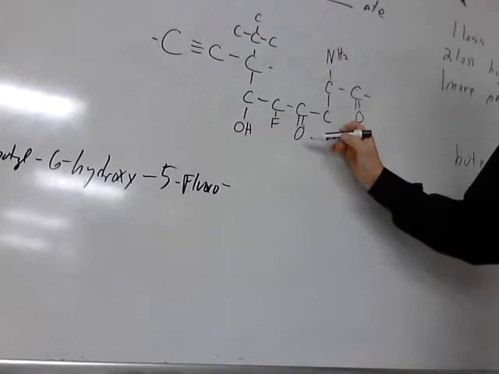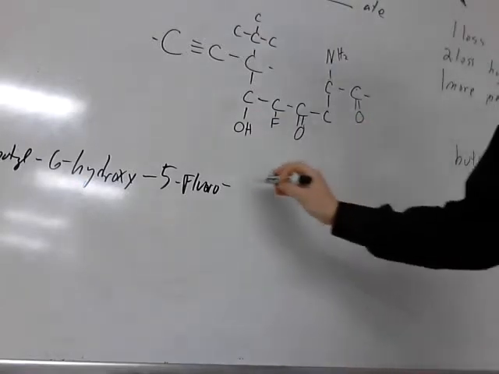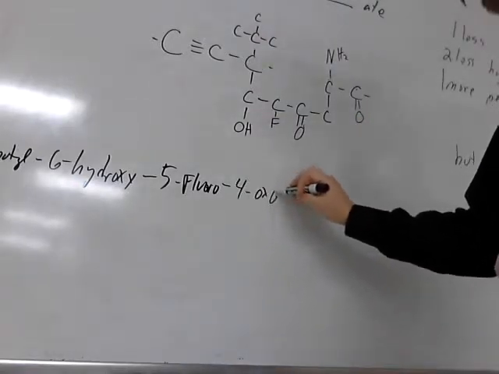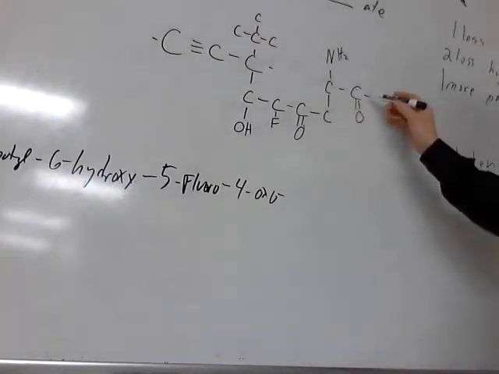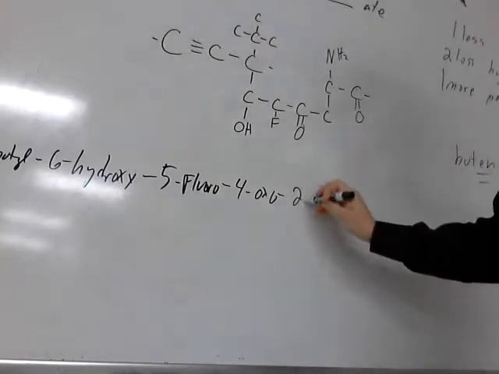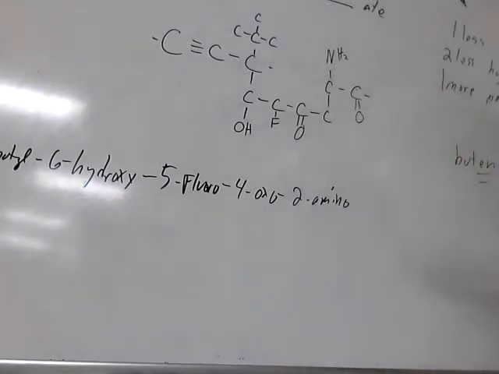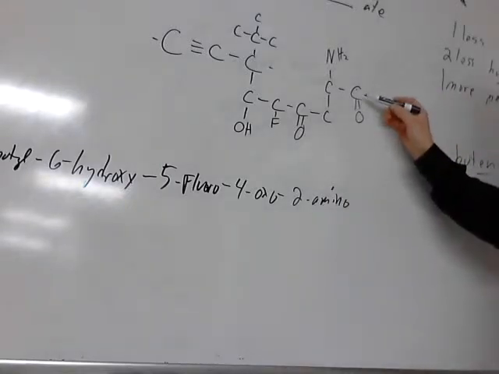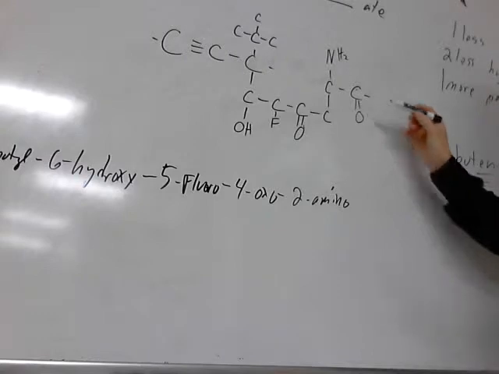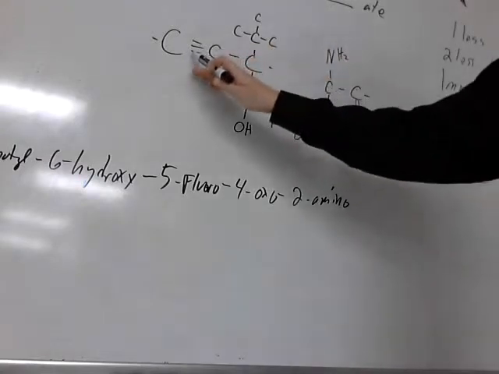4, what do we call that guy? A ketone in the middle there. Yeah, 4-oxo. 1, 2 amino. Let's not forget, we have to put that aldehyde at the end. It'll end in Al, but let's not forget about our triple bond that was in there.